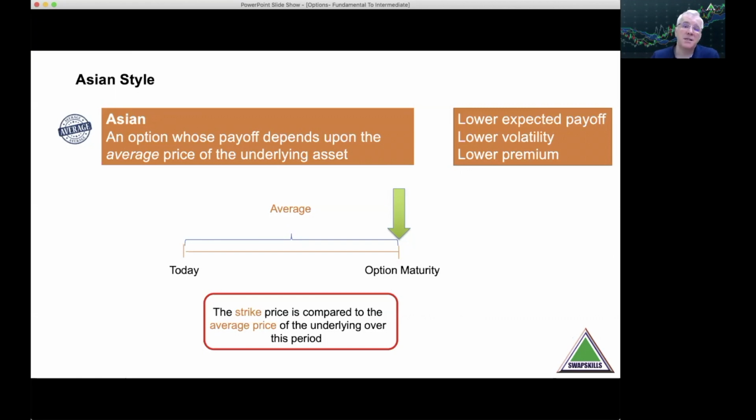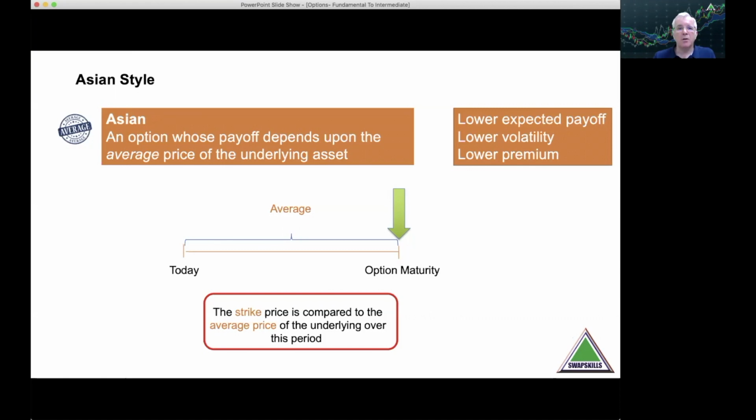So what that means is there's a less volatile payoff, which means if I've sold you the option, I won't have to pay you so much money. So the premium will be lower. Well, people will use this where they will look at, for example, a strike compared to the average rate over the past, say, 3 months.